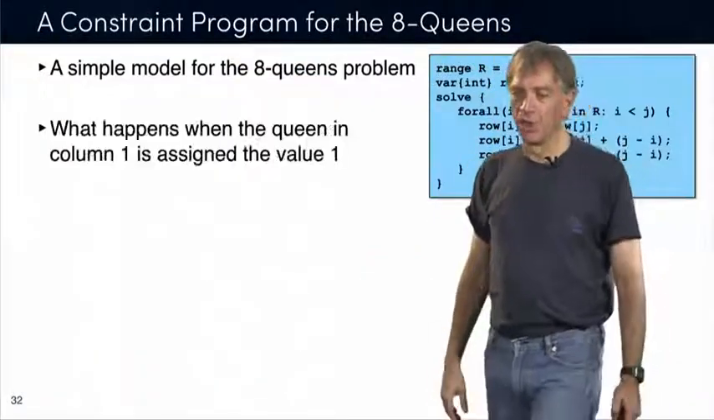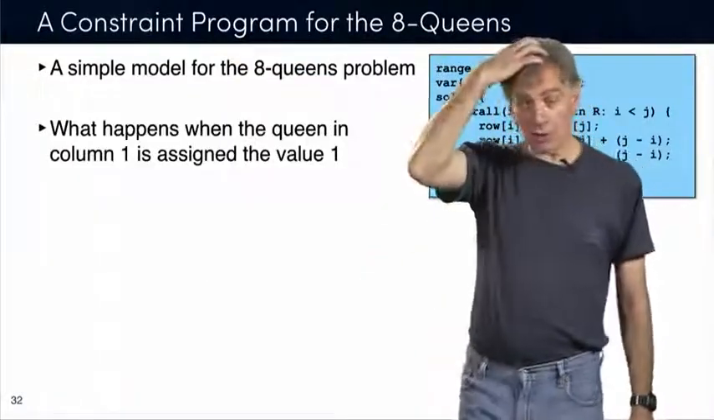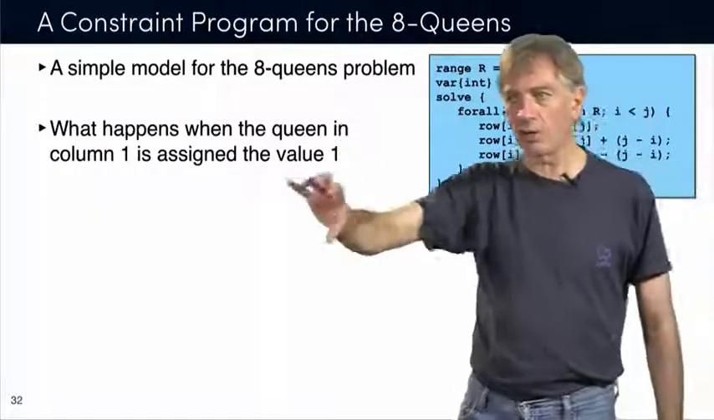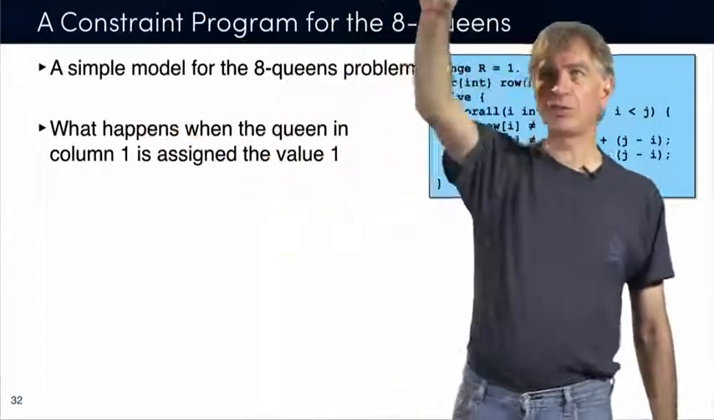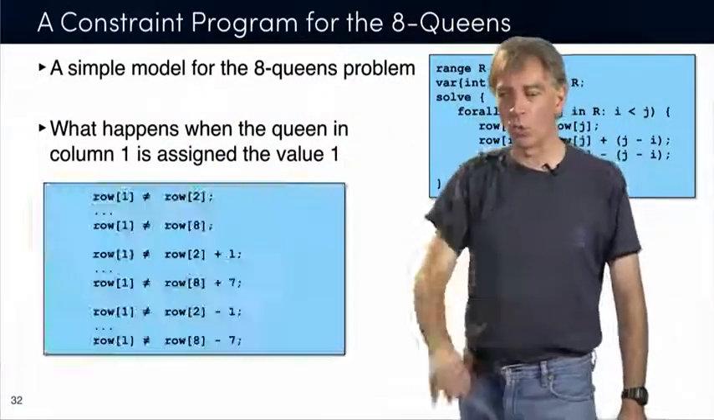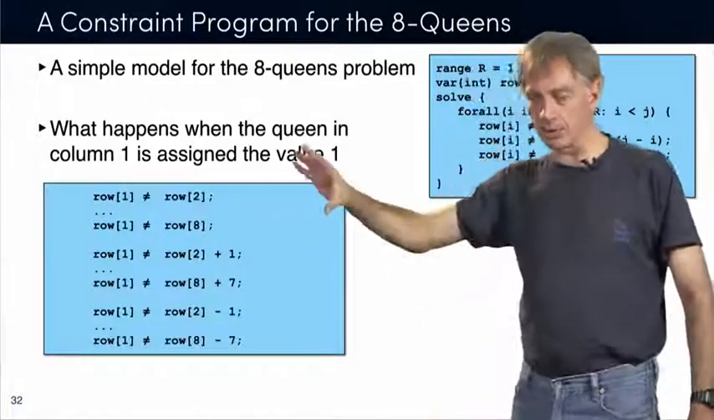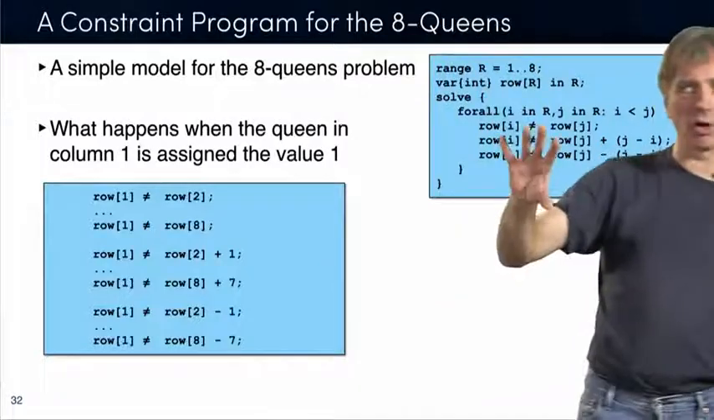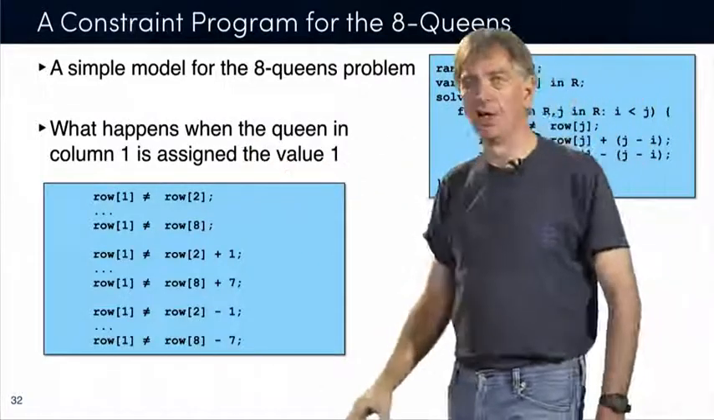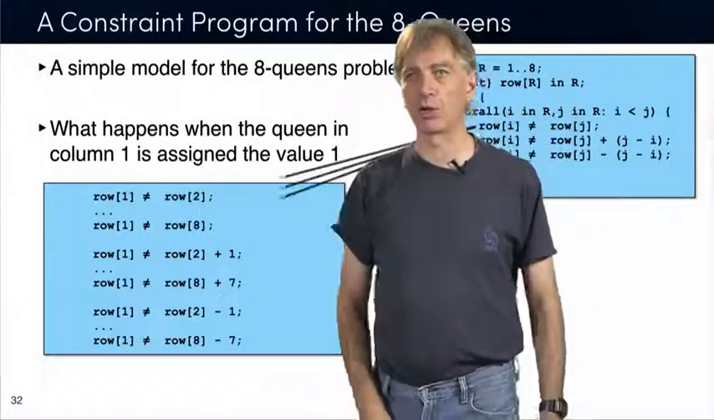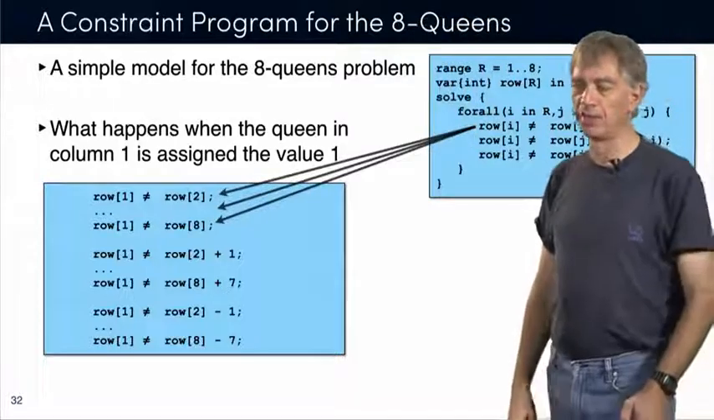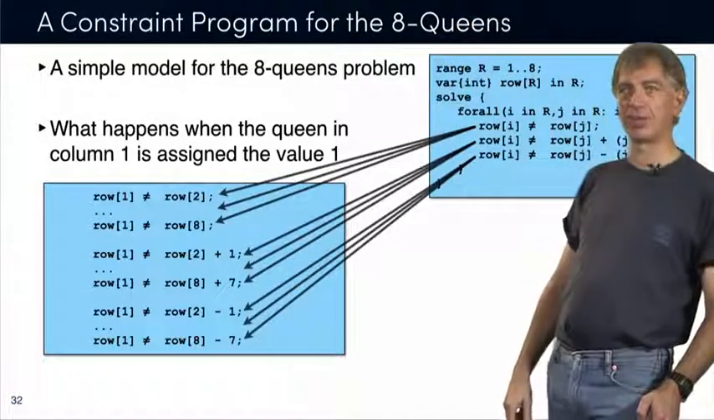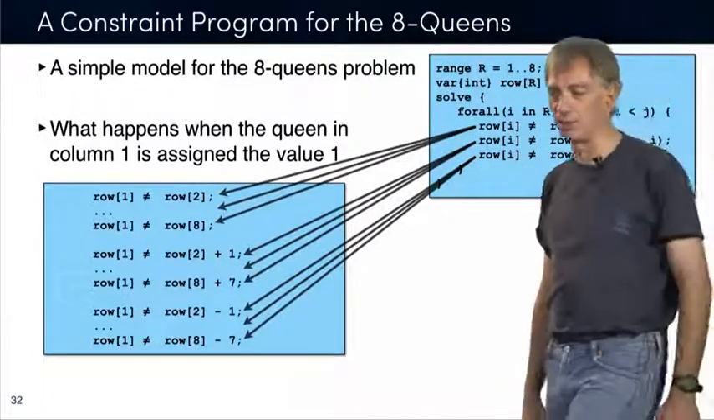Okay, so when you have that, what you may wonder is, what happens when I give the value 1 to a particular queen? When I place the queen on column 1 to row 1. Well, what you see there are essentially all the constraints. Okay, so I just expanded that model here into this set of constraints. When you give the value 1 to that particular row, so this is the expansion, right? So this is not on the same row, this is not on the same diagonal, this upward diagonal, this is not on the downward diagonal.